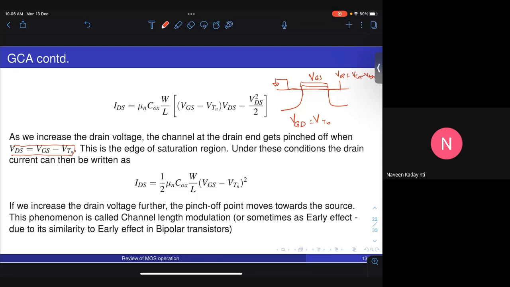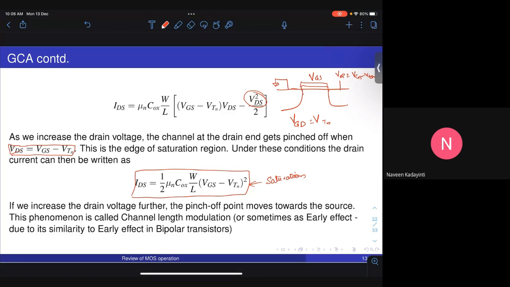At this condition, the drain current can be written by simply substituting VDS as VGS minus VT, and we get this expression for the current in the saturation region. As we can see here, the current in the saturation region is constant. It is independent of VDS.